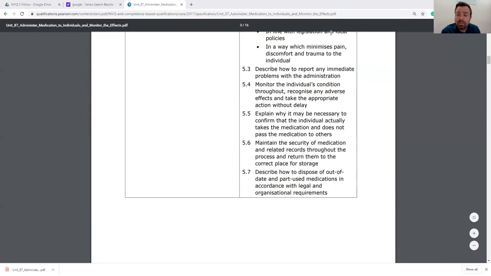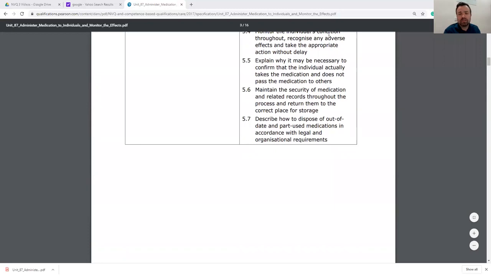5.5 is about explaining why it may be necessary to confirm that the individual is actually taking the medication and has not passed the medication to others. Sometimes people may store medication. They may be storing it to harm themselves or harming others. Therefore, if you're signing to say that you've seen medication being given, you're signing to say that you saw it taken. It's really important you follow the tablet. So if you're signing for it, you have observed that tablet from it being dispensed to it being consumed.